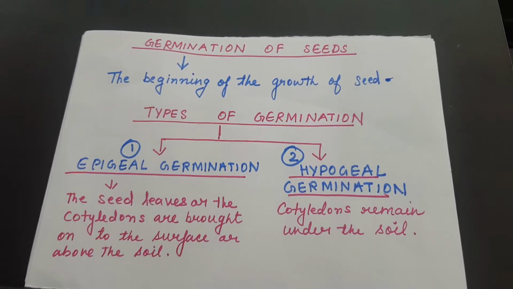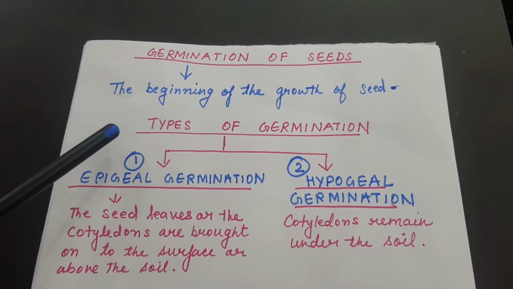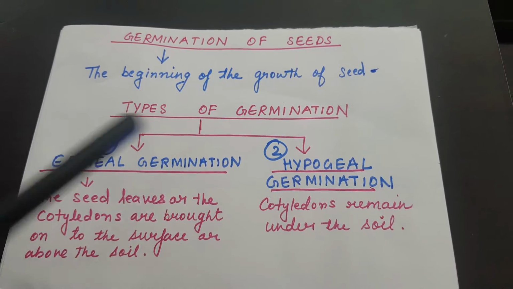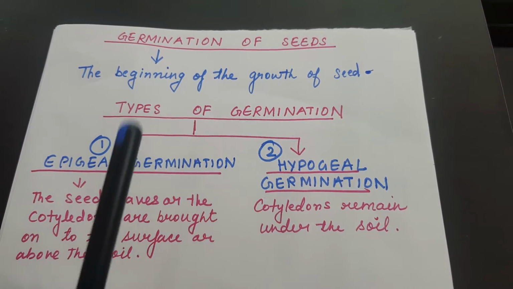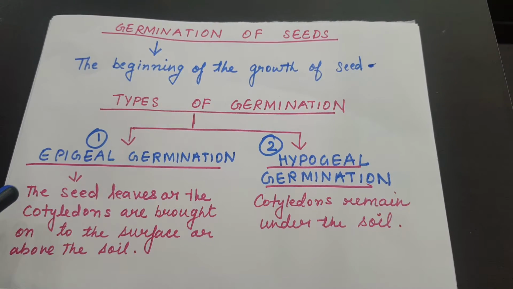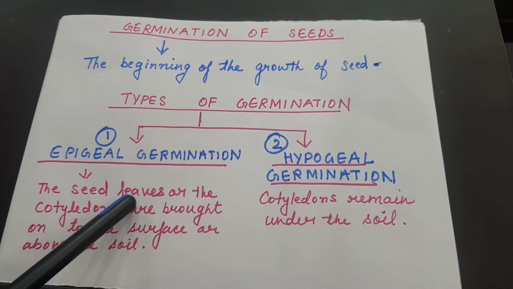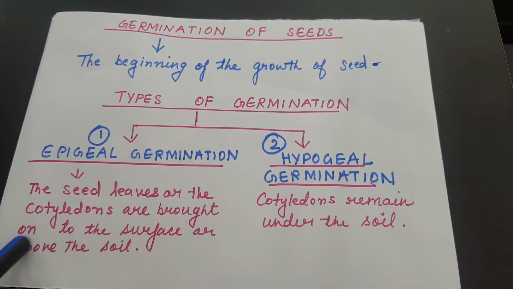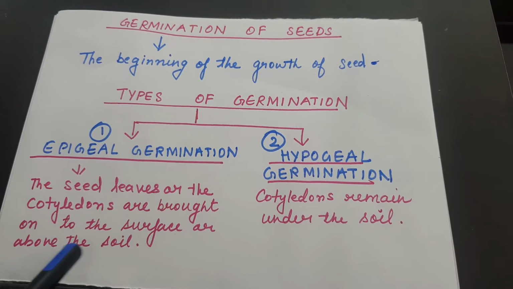Now let us know about the types of germination. Basically there are two types of germination: epigeal germination and hypogeal germination. What is the difference between the two? In epigeal germination, what happens? The seed leaves, or as I have shown you in the diagram, the cotyledons are brought onto the surface or above the soil.